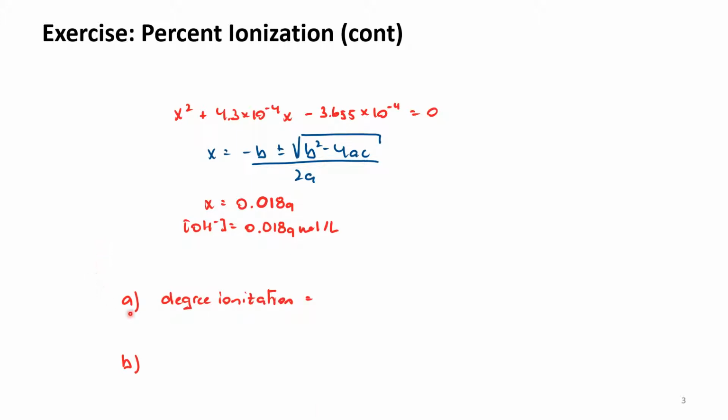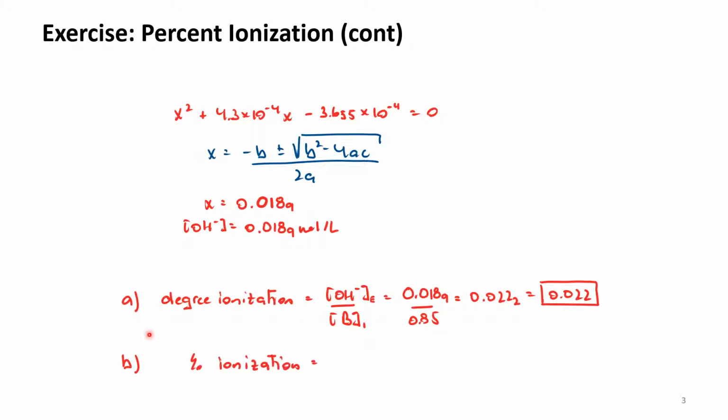Now we can calculate the degree of ionization, which is given by the formula: the equilibrium concentration of hydroxide divided by the initial concentration of the base, and that equals 0.0189 divided by 0.85, which gives us a value of 0.022, right? And rounding to two significant figures gives us a degree of ionization of 0.022.